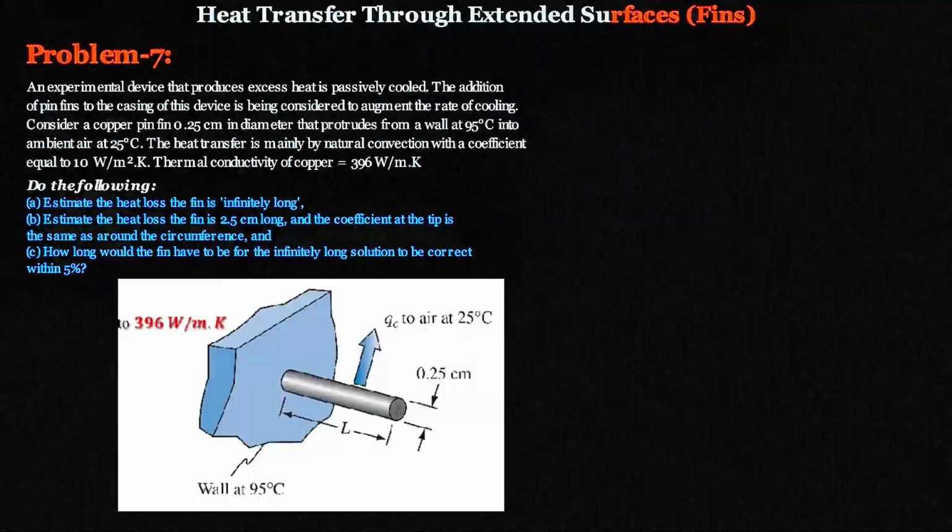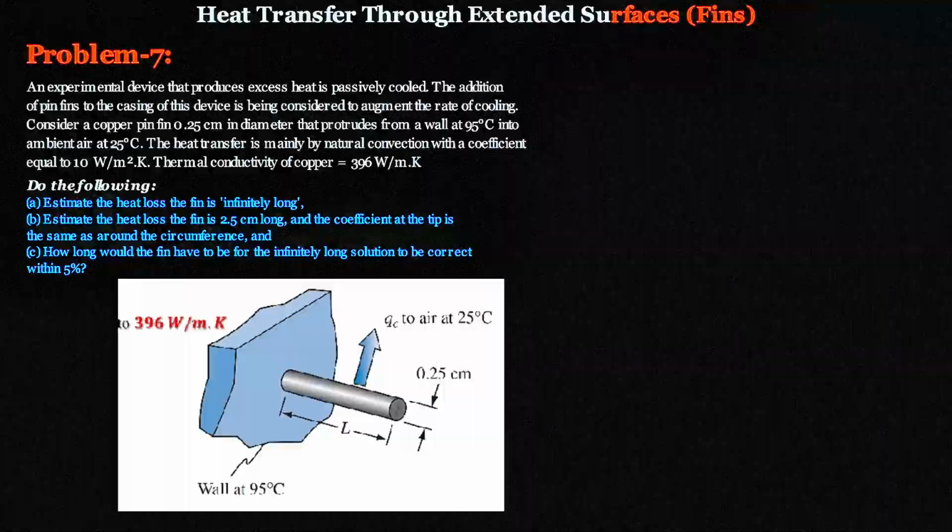We need to do the following. Part A, estimate the heat loss when the fin is infinitely long. Part B, estimate the heat loss when the fin is 2.5 centimeters long and the coefficient at the tip is the same as around the circumference. And part C, how long would the fin have to be for the infinitely long solution to be correct within 5%? Let's visualize this problem.